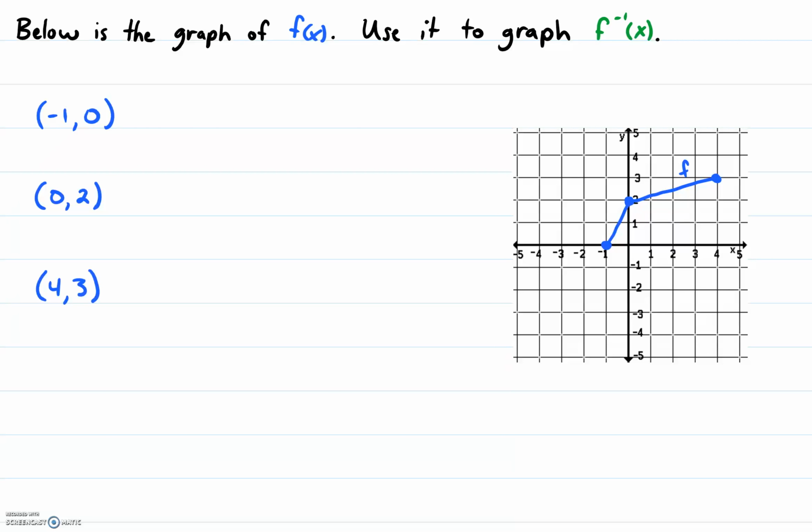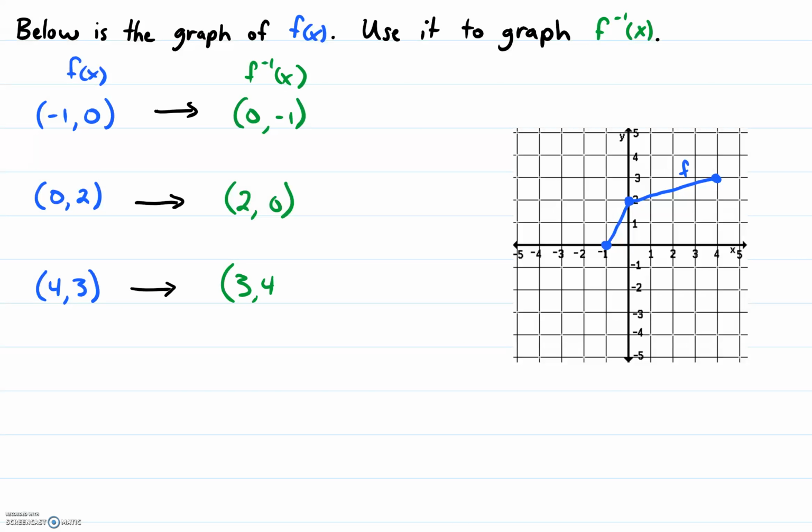Where this is, like I said, the original f of x. Now we're going to switch the x and y values, and that's going to transform these ordered pairs into points on the graph of the inverse function, f inverse of x. So -1, 0 is going to become 0, -1. 0, 2 is going to become 2, 0. Again, just switching those numbers around. And 4, 3 is going to become 3, 4. Now we have a point that corresponds with each of the points we had for the original function f, but these are for the inverse.